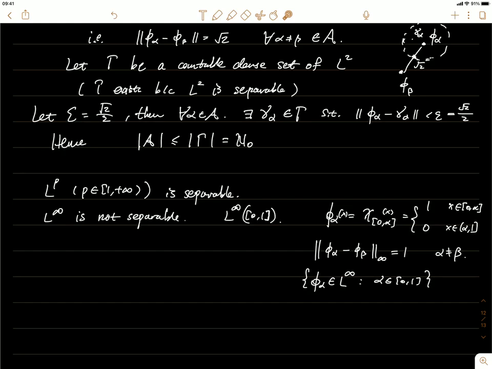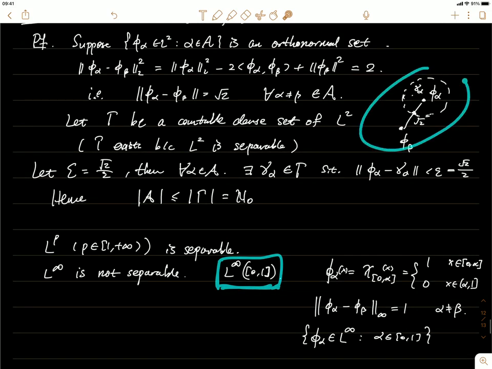You can see that the distance between any two of these is equal to 1. So there is no way to find a countable dense set of this set. The reason is that if there exists a countable dense set of this, then we'll encounter a similar issue as in here. Phi alpha and phi beta have a distance equal to 1. So if you set your epsilon to be 1/2, then you can associate each of these phi alphas with one function in your countable dense set.